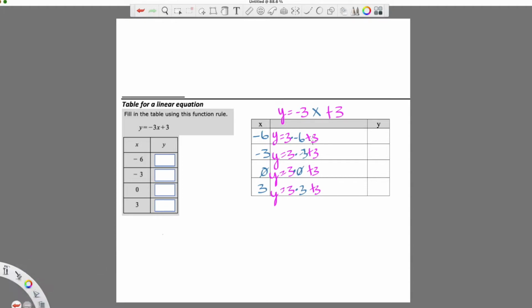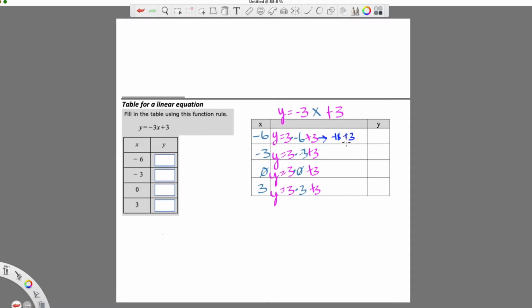So now I'm going to go ahead and start working them out. I'll do this in bright blue. Just keep it this way for the rest of the equation. So I'm not going to write y equals again. I'll just space it over here. So we're going to do the multiplication first. 3 times -6 is -18, and then plus 3.